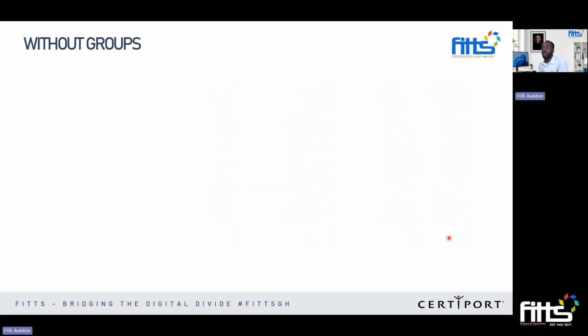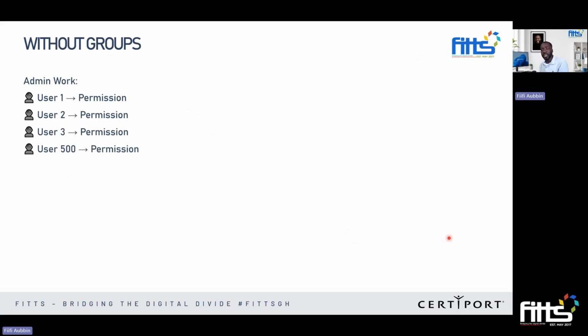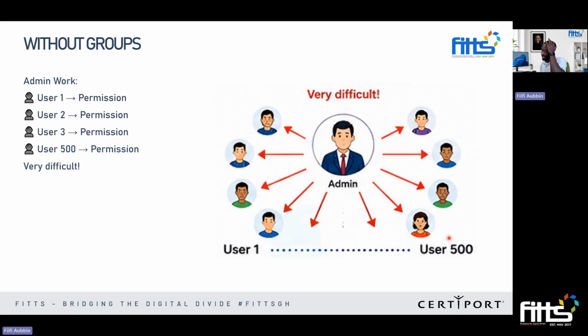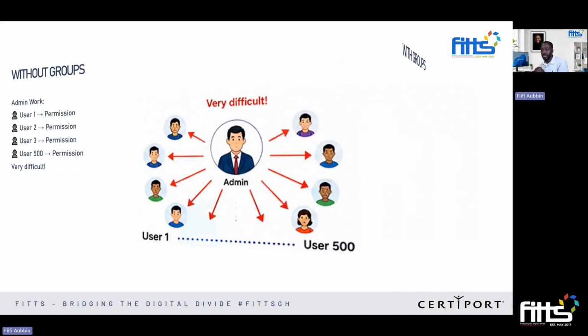Okay. Then without groups, this is how the admin work is going to be. You assign the permission to user 1, you assign the permission to user 2, you assign the permission to user 3, all the way to the last user within the organization. And that will take a toll on the admin. Probably that person will even quit the job. That's going to be very difficult to manage, and that will be too much work for the admin. That person will not even love to work for the company. So that's the beauty of Microsoft Entra ID.